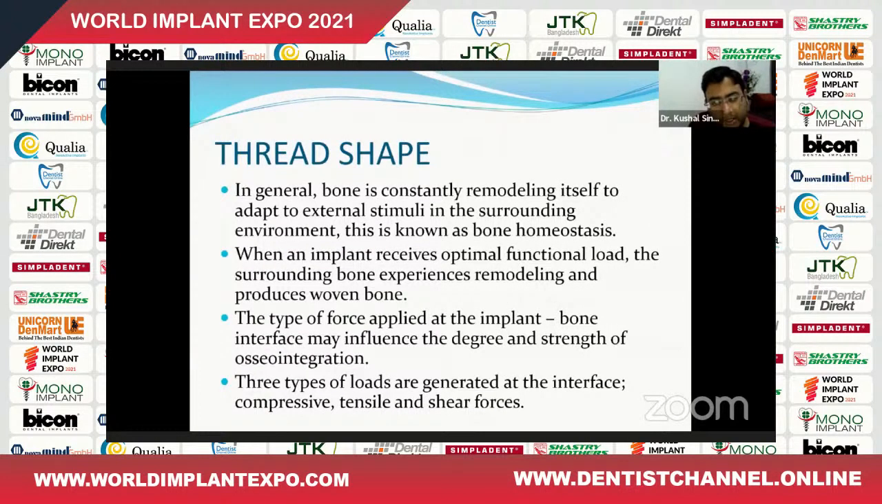Now the thread shape. In general, bone is constantly remodeling itself to adapt to external stimuli in the surrounding environment. This is known as bone homeostasis. When an implant receives optimal functional load, the surrounding bone experiences remodeling and produces woven bone. The type of force applied at the implant-bone interface may influence the degree and the strength of osseointegration. The three types of load generated at the interface are compressive, tensile, and shear forces. These are the types of load generated at the interface while placing the implants.